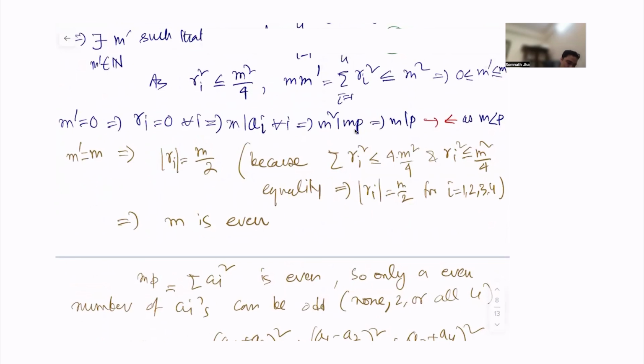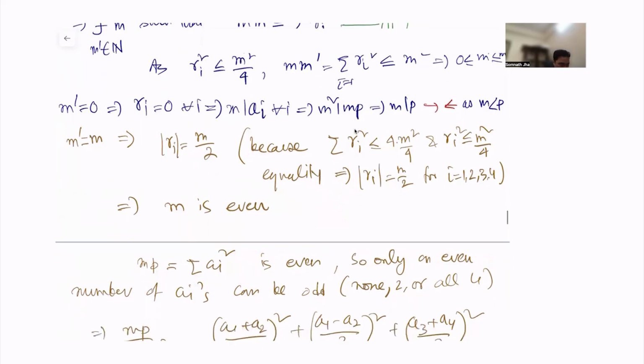So that's what is written here. mp, the summation of ai square, is even, right? So only an even number of ais can be odd. So none can be odd, 2 can be odd, or all 4. 3 of them cannot be odd, or exactly 1 of them or exactly 3 of them cannot be odd. Then the sum will not become even.